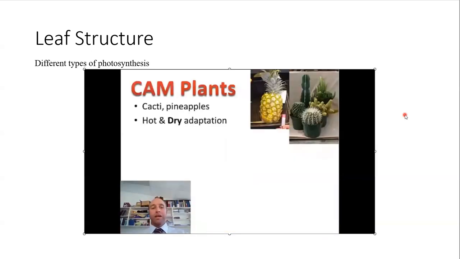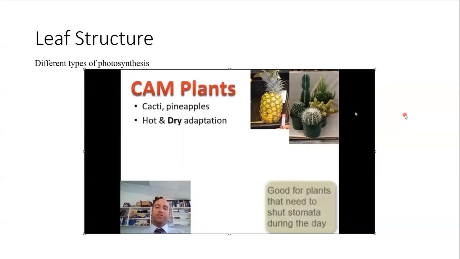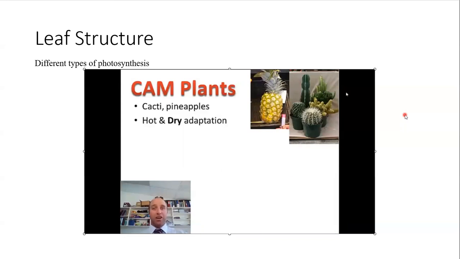An alternative adaptation that plants have to hot conditions is using CAM photosynthesis, and some classic examples here are a whole range of cacti and desert plants and pineapples. Again, it works well in hot conditions but particularly in dry conditions, and this is well suited for plants that only open their stomata at night time. During the daytime it's just too hot for them to have their stomata open and to be losing all that water through transpiration through the stomata.